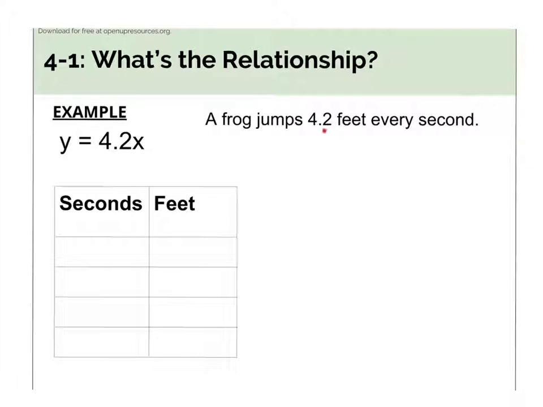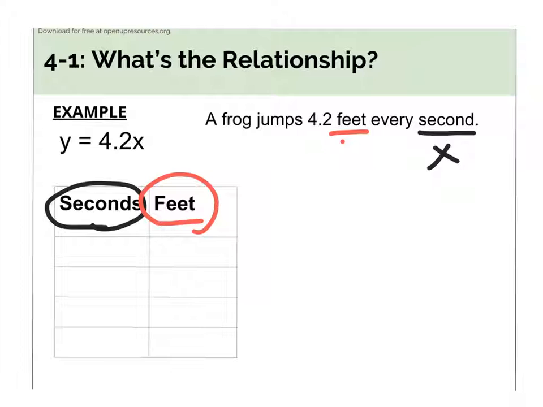So this is my situation. Don't use this, you're going to have to make your own, but just listen up and you can get the idea. A frog jumps 4.2 feet every second. So I'm going to let seconds be represented by x, and I'm going to let feet be represented by my y, and you can see I made my table here. We have that equation they gave us, y equals 4.2x, so that's our rate.